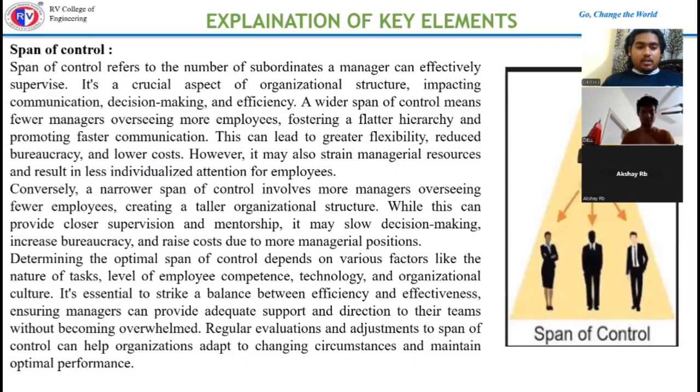Determining the optimal span of control depends on various factors like the nature of the task, level of employee competence, technology, organizational culture, and so on. It's essential to strike a balance between efficiency and effectiveness, ensuring managers can provide adequate support and direction to their team without being overwhelmed. Regular evaluation and adjustment of the span of control can help the organization adapt to changing circumstances and maintain optimal performance.